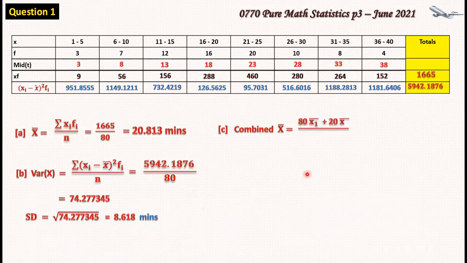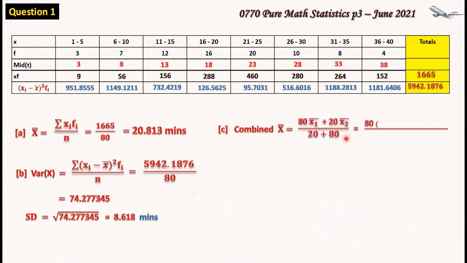So the combined mean will now be equal to, this is what we are going to do. We will take the mean for the first statistic, that's of these first 80 customers. The mean is 20.813. That mean multiplied by the number in this first group, so we have 20.813 times 80. Now plus for the second group, there are 20 customers. And this question gives us their own mean as well. For this second group, the mean is 21.037, and times 20.